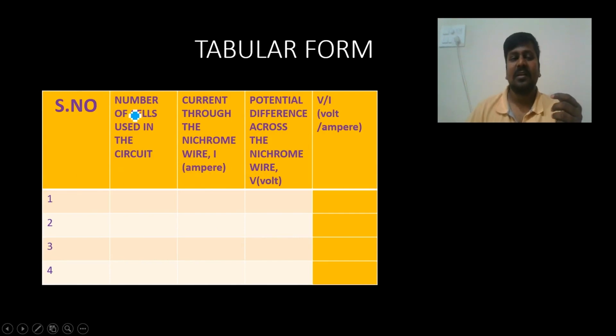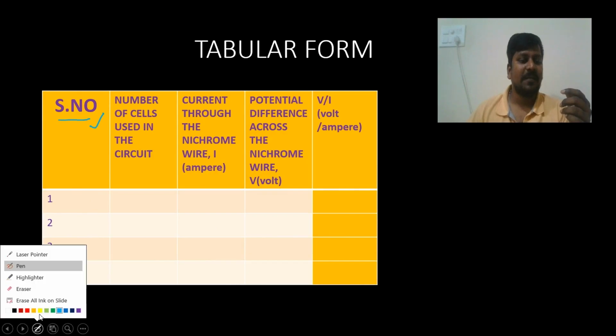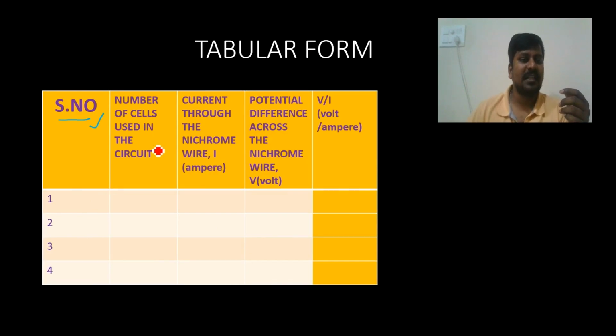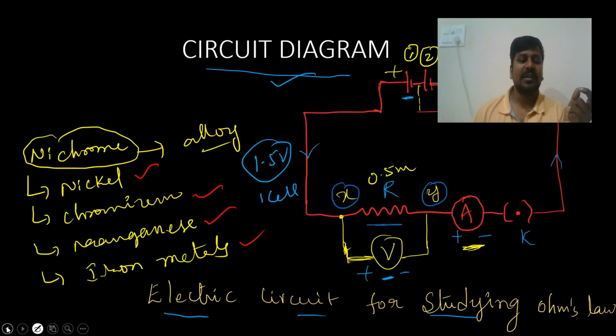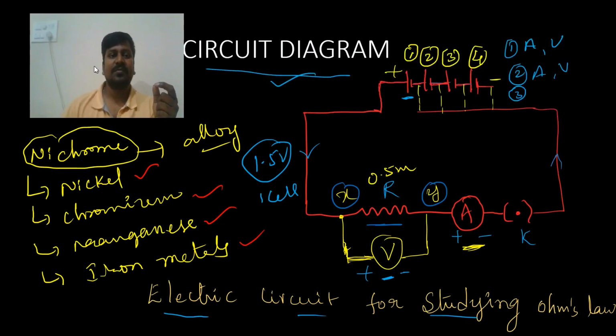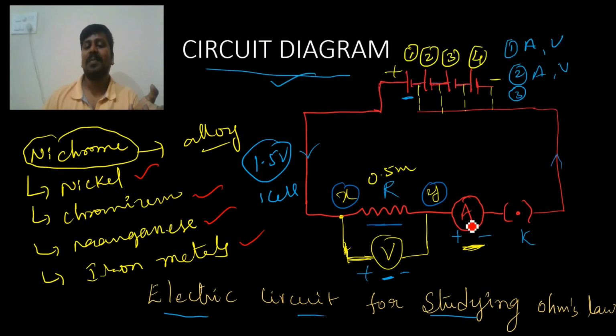Here you can see the table: first the serial number, and the next is the number of cells. Number of cells used in the circuit, that is, how many cells are used in each trial: 1 cell, 2 cells, 3 cells and 4 cells. Next is the current through the nichrome wire. The current passes through the nichrome wire, and only then can we measure the ammeter reading. The voltmeter reading is the same.